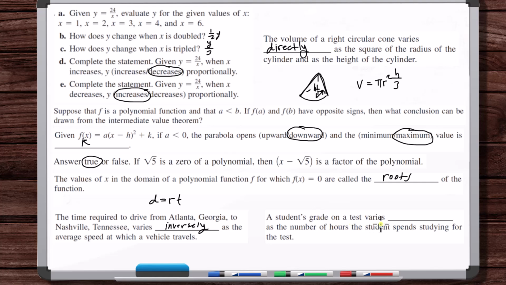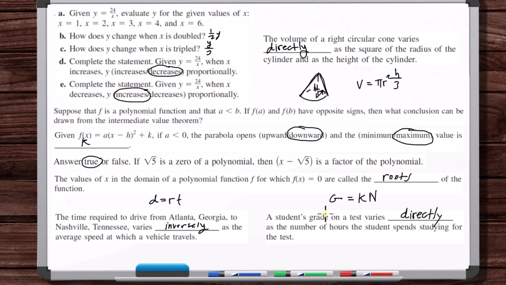A student's grade on a test varies what as the number of hours the student spends studying for the test? This is not a scientific relation, but you can think about it. In general, it varies directly. The more hours he studies, the higher the grade's going to be. The fewer hours he studies, the lower the grade. You would say the grade is k times the number of hours. If you want to give a rough description, you can think about it this way. That's not an official math formula.